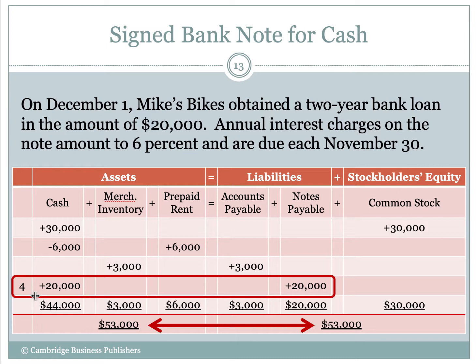Right now, what we need to recognize is that our cash increases by $20,000 and our notes payable also increases by $20,000. Okay? After this transaction, we have to add up all the assets. They end up being $53,000. We add up all the liabilities, which is $23,000, plus our stockholders' equity, which is still $30,000. Assets equal $53,000. Liabilities plus stockholders' equity also equals $53,000. Guess what? The accounting equation still holds. Assets still equal liabilities plus stockholders' equity. Okay?